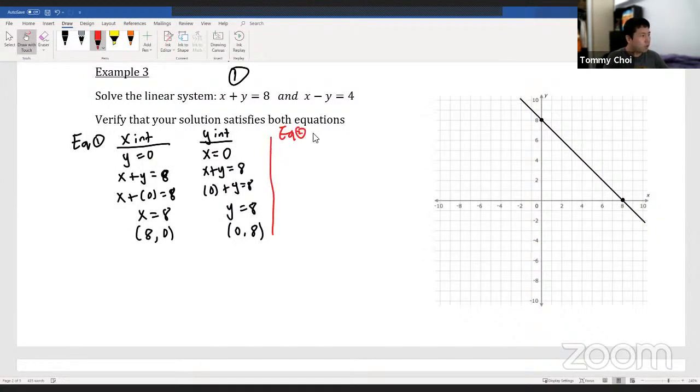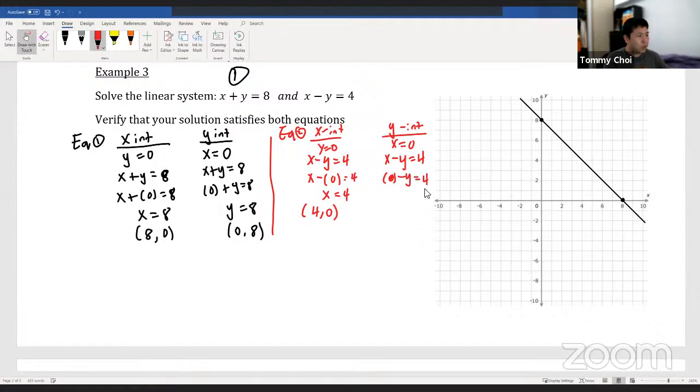For equation 2, same thing, x-intercept. For our x-intercept, y equals 0, and the equation is x minus y equals 4. We plug in y as 0, and we're going to get x equals 4. So my coordinate is 4, 0. For my y-intercept, we are plugging in x equals 0, x minus y equals 4, 0 minus y equals 4. We're going to get negative y equals 4. So we do need to divide by negative 1 here. So we're going to get y equals negative 4 as my point. So that'll be 0, negative 4.